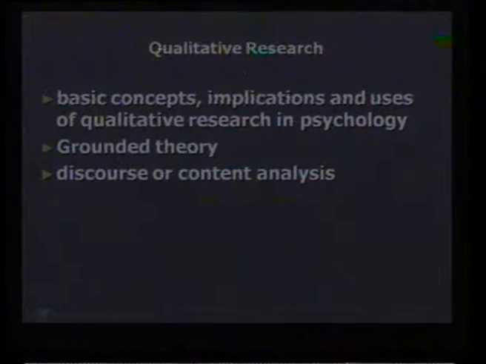Okay, so the next agenda that we are dealing with within the research methodology is qualitative research. Now, qualitative research in psychology in itself is a very huge field. Basically, if we talk about it, there are two different types of research. The research methodology can be majorly divided into two different types. They are qualitative research method and quantitative research method.